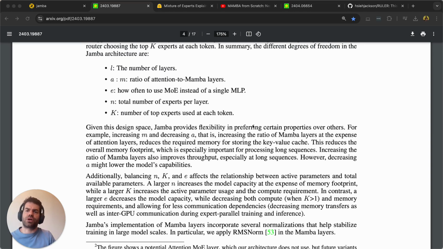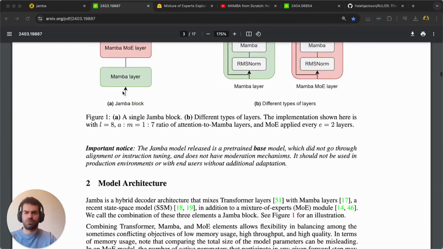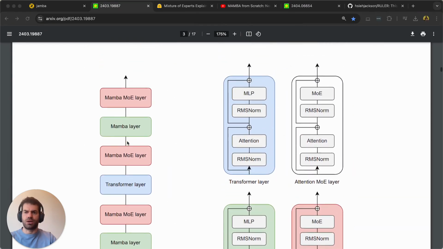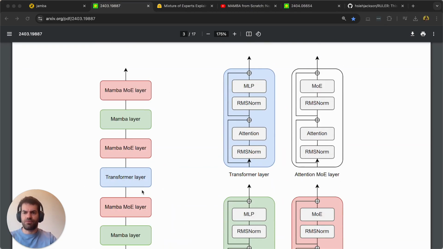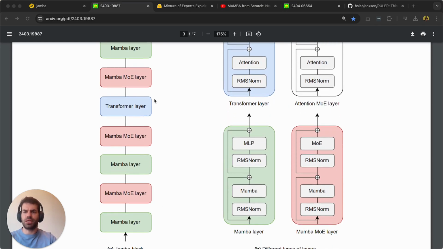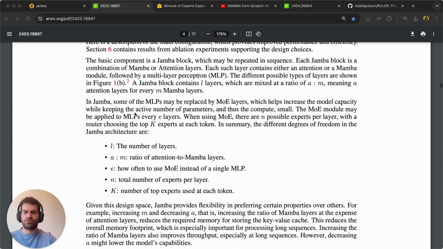A to M is the ratio of attention to Mamba layers. If attention is 0, this is pure Mamba. If M is 0, this will be pure attention. And if you see 1 to 7, it means that for every attention layer, there are 7 Mamba layers. Here, we have 4 red Mamba layers and 3 green Mamba layers and only 1 transformer layer. So again, 1 to 7. This is what this ratio means.